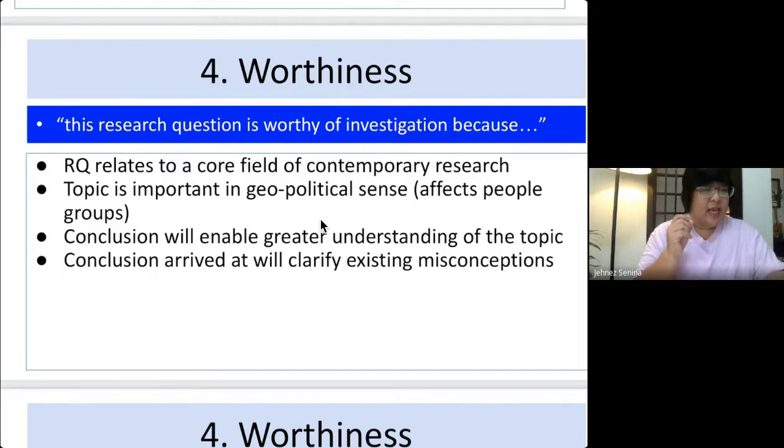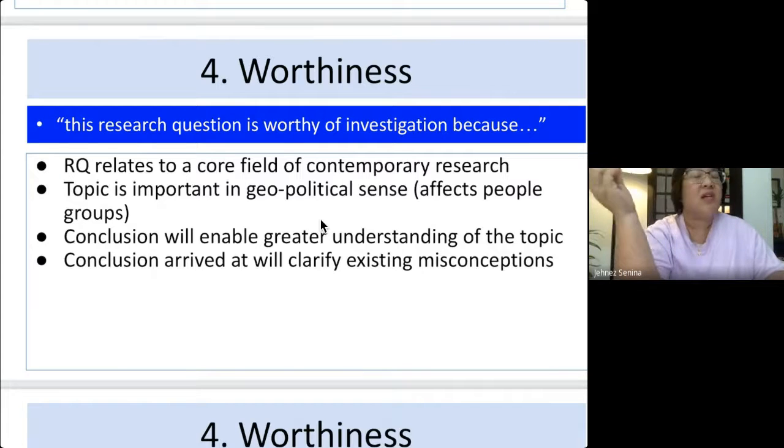Another thing you can say, if your topic is important in a geopolitical sense, is that it affects a people group. Another thing you can write is that the conclusion of your essay will offer greater understanding of the topic, or will clarify existing misconceptions, probably for history here. How did it happen? So your essay will help explain how it actually unfolded.